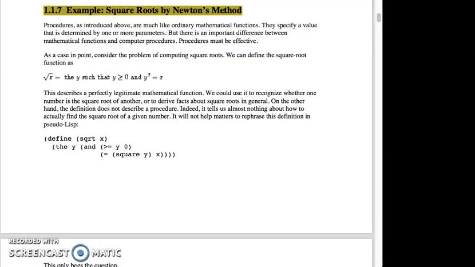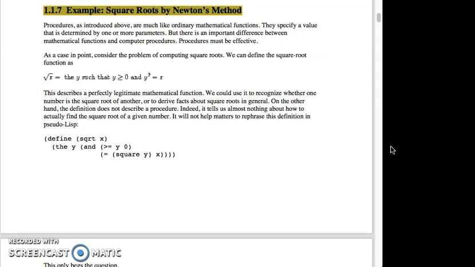1.1.7 Example: square roots by Newton's method. Procedures, as introduced above, are much like ordinary mathematical functions. They specify a value that is determined by one or more parameters, but there is an important difference between mathematical functions and computer procedures. Procedures must be effective. As a case in point, consider the problem of computing square roots.